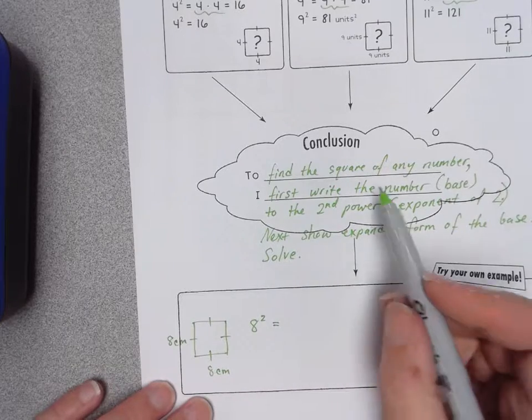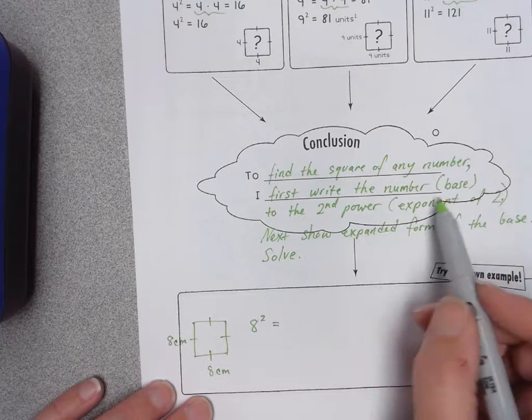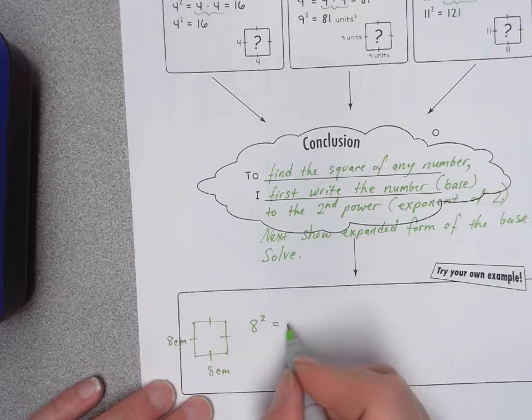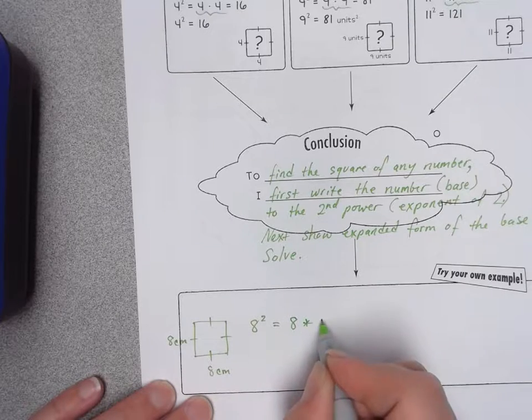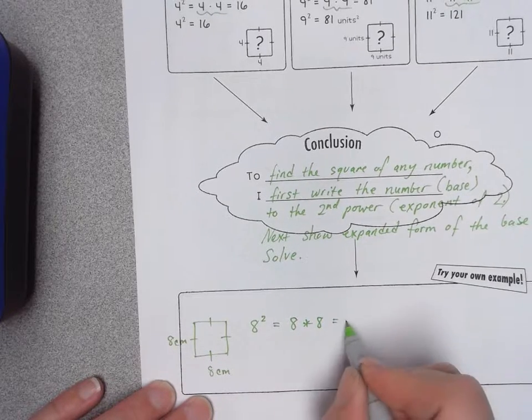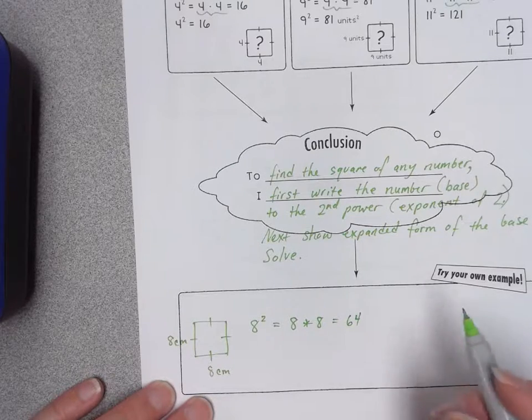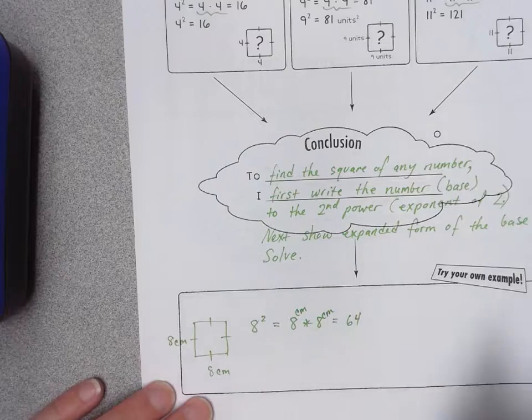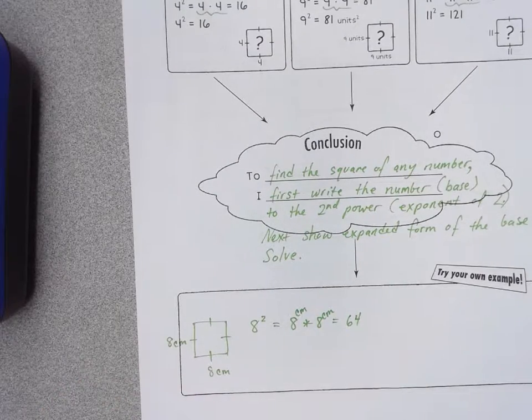First, to find its square, I write the number of the base to the second power. The base is 8, I write it to the second power. It says next write it in expanded form. That really means 8 times 8. And the last thing it says is solve. Well, I know 8 times 8 is 64. Now here's the trick. For this one, that was really 8 centimeters and 8 centimeters. And those aren't meant to be exponents, it's just that I forgot to put them in here.